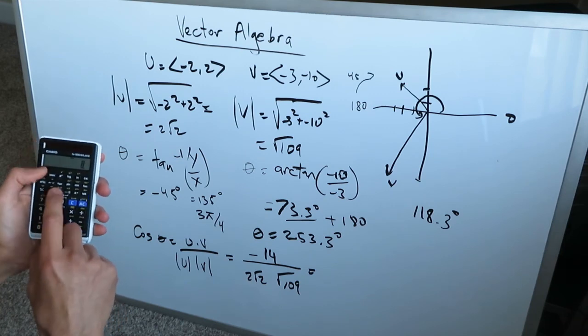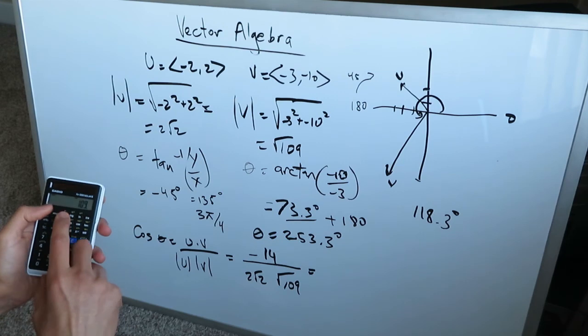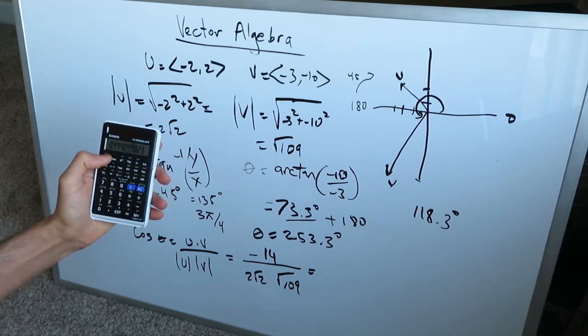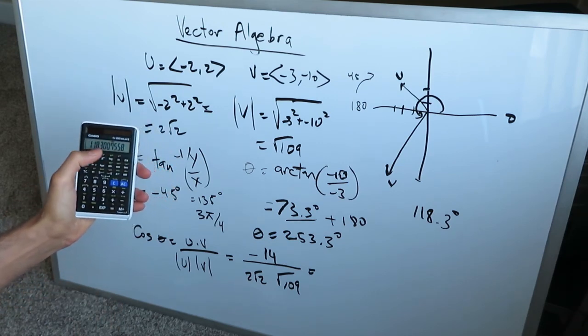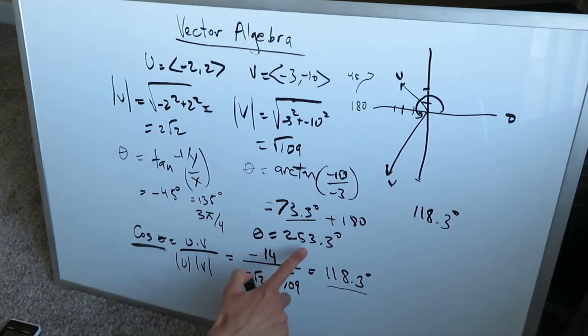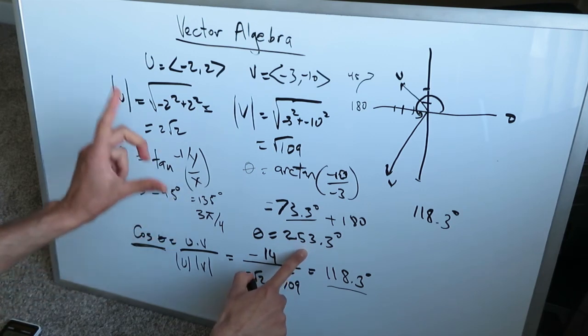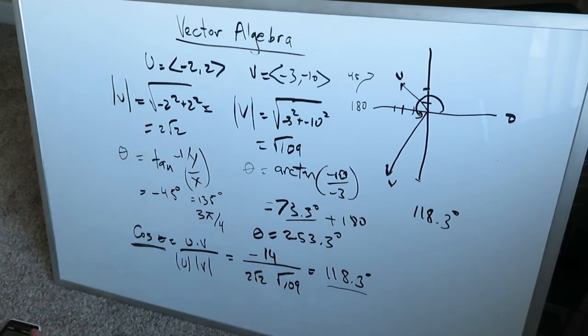Minus 14 divided by square root of 8, which is the same as 2 root 2, times square root of 109. I get a minus 0.474, inverse cosine that, I get 118.3, so we're good, 118.3. Our intervening angle between vectors u and v is 118.3. You could have determined that formally using this formula over here, or you could have just taken the difference of this vector v direction and the vector u direction, because the difference in between represents the angle in between.